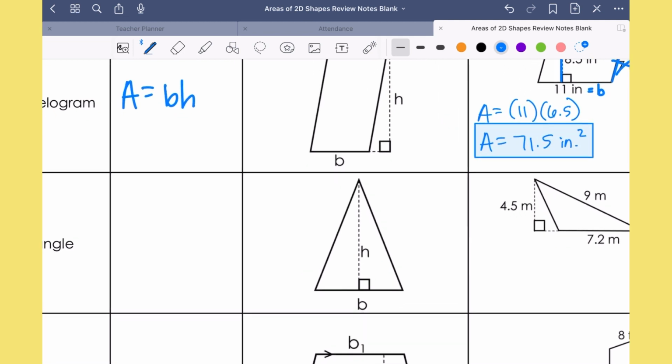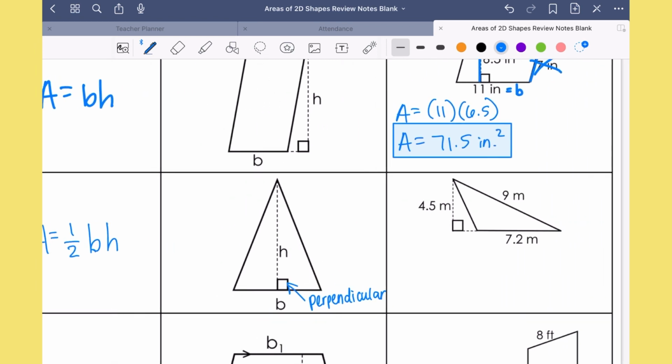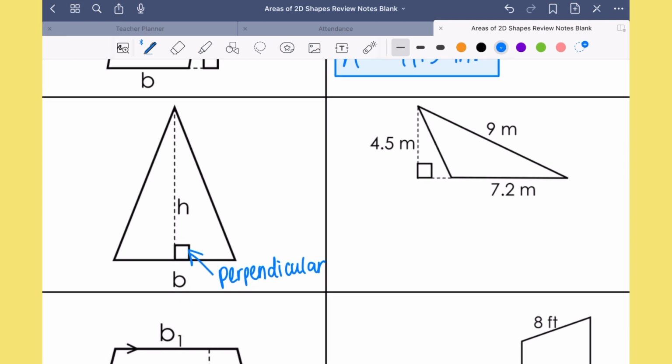The area of a triangle is 1/2 base times height. So it's base times height, but we multiply it by 1/2. Okay, so the base and the height have to be perpendicular. So if you look at this picture, just write a little note, perpendicular. Okay, and that way you know who's the base, who's the height. Because if I look at this triangle, how do I know who the base is? Is it 9? Is it 7.2? Is it 4.5? Well, the base is perpendicular to the height. So this is my base.